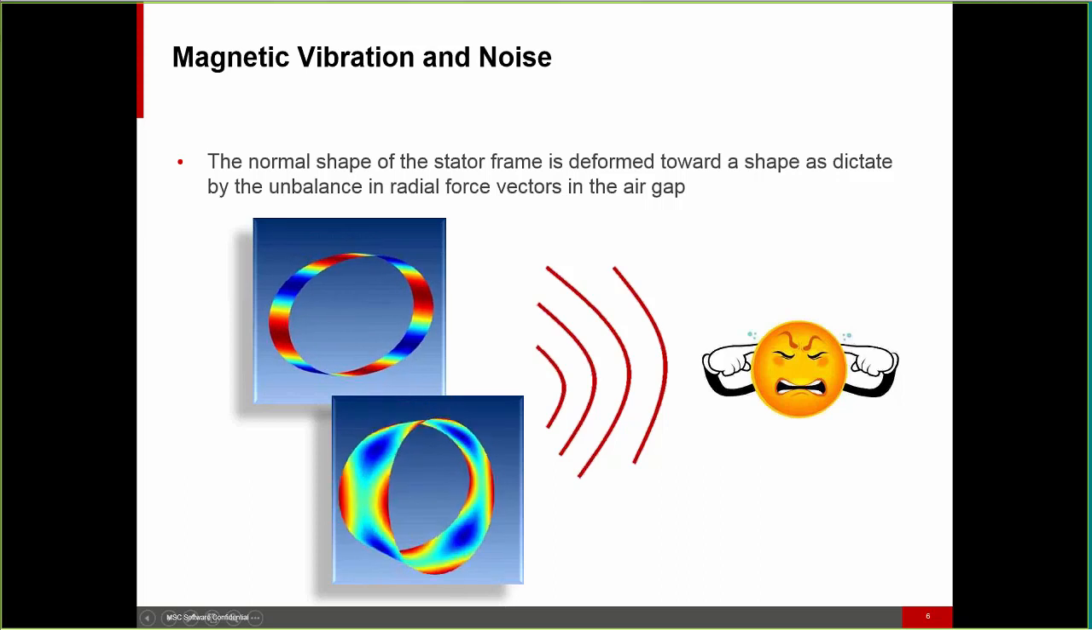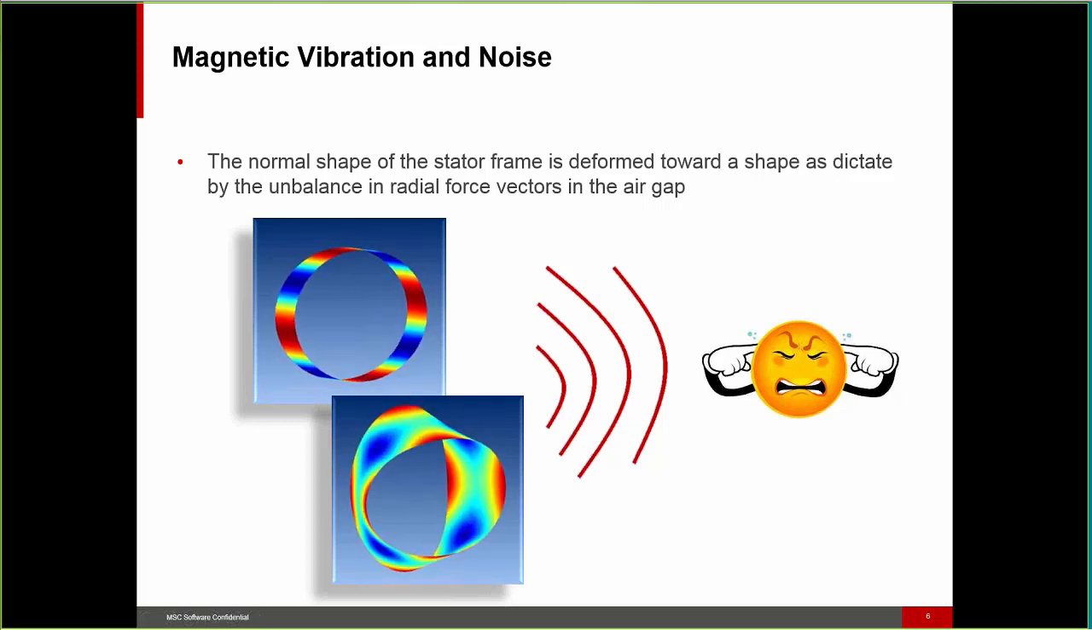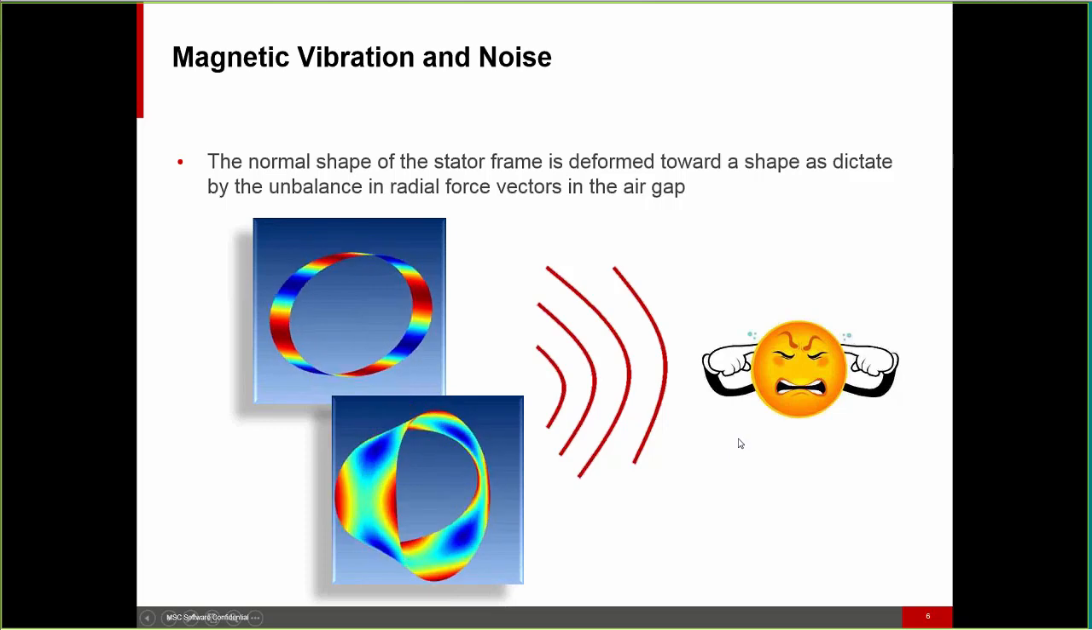Now, this is a simplified animation of a couple of vibrational modes of a round stator frame structure. When the normal shape of the stator frame is deformed, and this is dictated by the unbalanced radial force vector in the air gap, this causes vibration, which we will hear as noise.